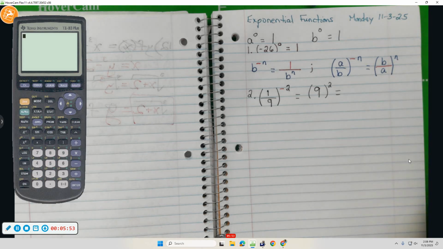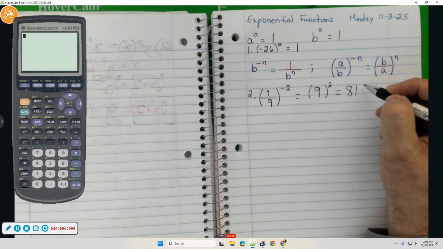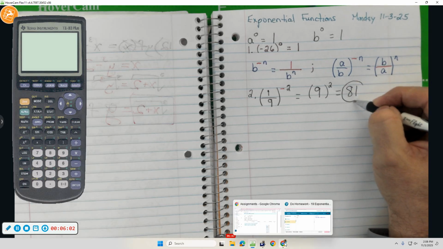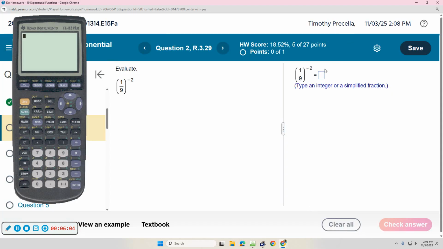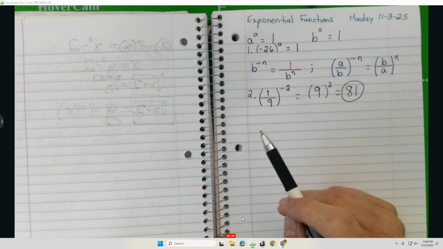9 squared is what? 81. There it is. So 1 over 9 to the negative 2 power is just another way of writing 9 squared, which is 81.